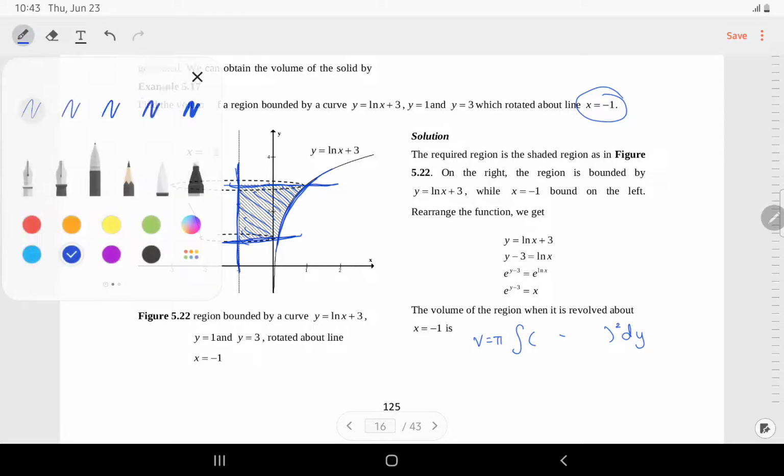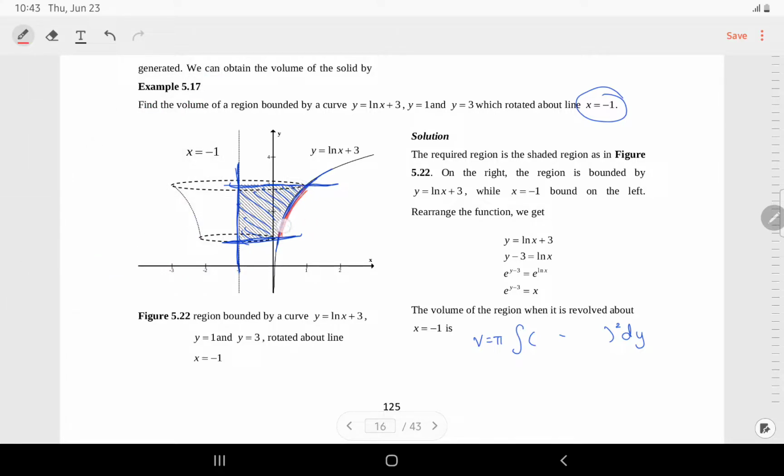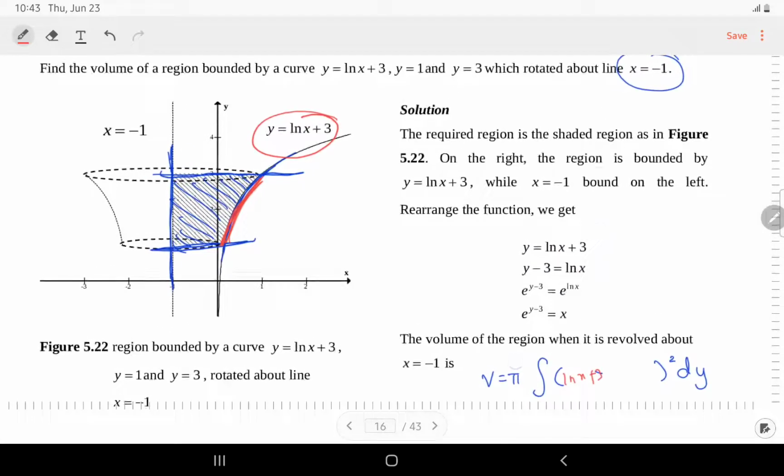So boundary yang belah kanan yang mana? Yang ni lah. Okay, boundary belah kanan. Apa equation dia? Yang ni. Okay, tapi kita tak boleh masukkan ln x plus 3 dekat sini sebab kita nak variable y. So kita buat modification, y equals ln x plus 3. Okay, and then 3 bawa ke kiri, y minus 3 equals ln x. Kita nak jadikan x sebagai subjek.